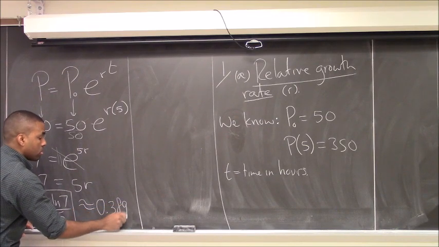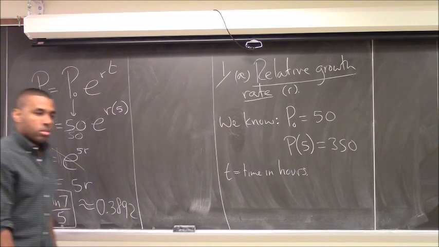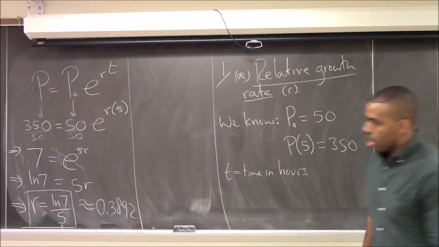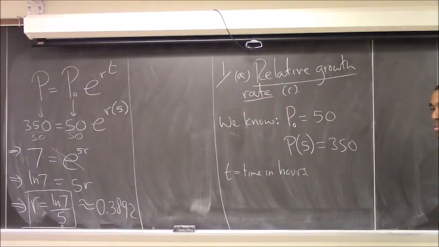0.3892. Okay, so this is basically saying that this population is growing by roughly 39% every hour. So you can think of this r as the percentage measure of how something is growing.